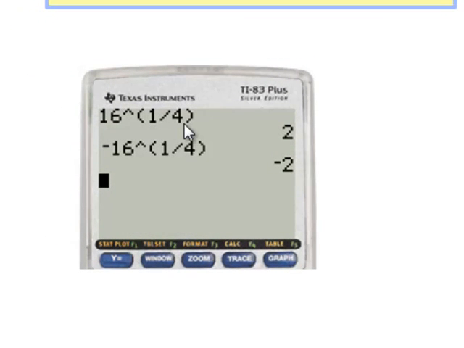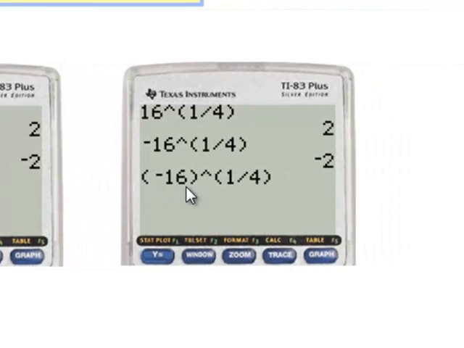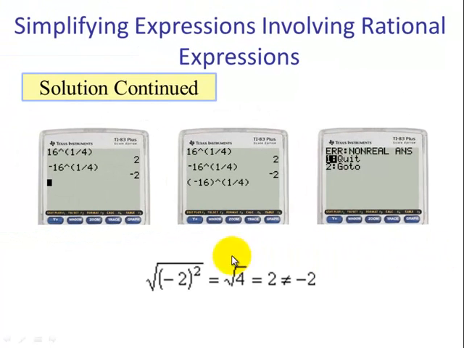16 raised to the 1/4 power is 2. Negative 1 times 16 raised to the 1/4 power is negative 2. If I take a base of negative 16 and raise it to the 1/4 power, the calculator tells me that there's an error. It's not a real number. And again, it's not a real number because if I take a negative number and square it, I get a positive number. And the square root of a positive number is a positive number. It can never equal a negative number.